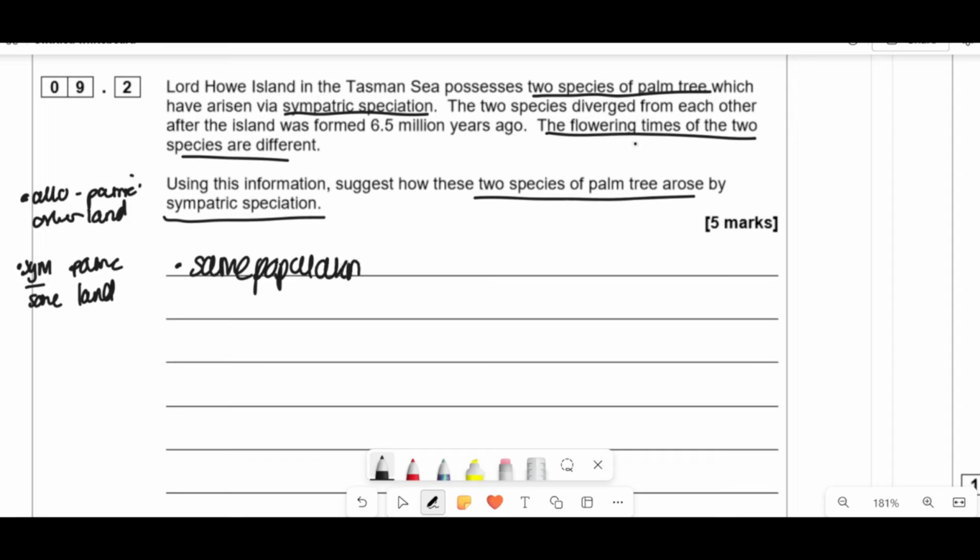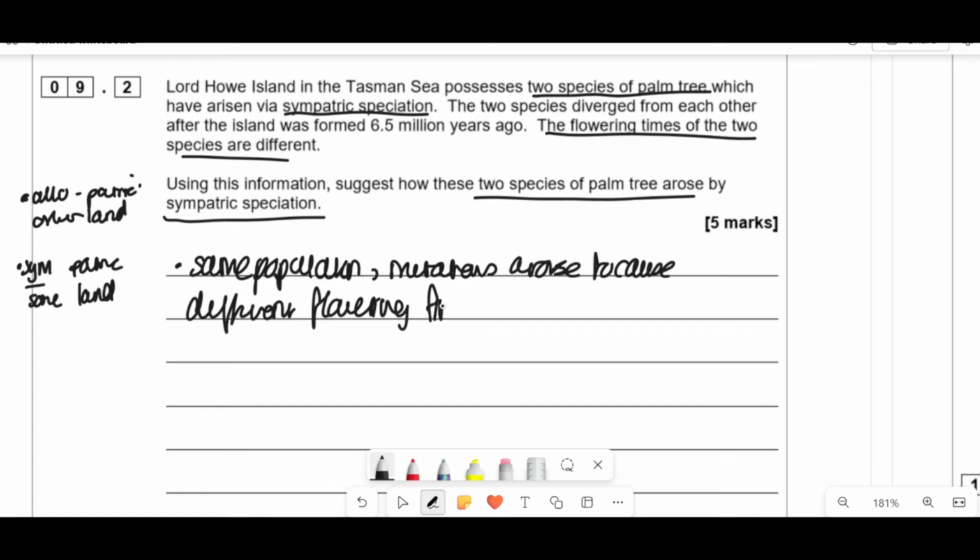It's asking why on earth the flowering times of these two are different and where that must have come from. So in the same population, what must have happened is that a mutation arose, because mutations are random, to cause different flowering times, because that is the reproductive isolation. Flowering times are the reproductive isolation, because they're reproducing at different times of the year. Therefore, there's no gene flow between the two of them. There's no exchange of alleles between the ones that are flowering at one point and the others.